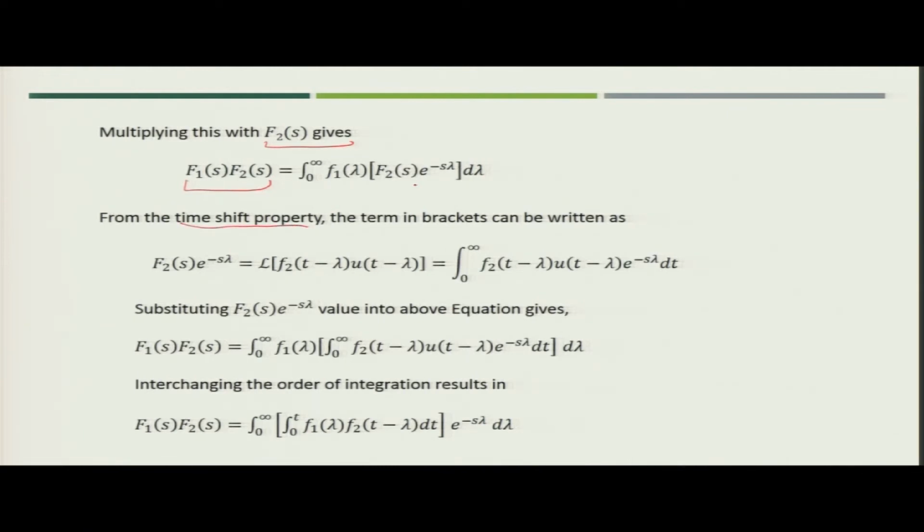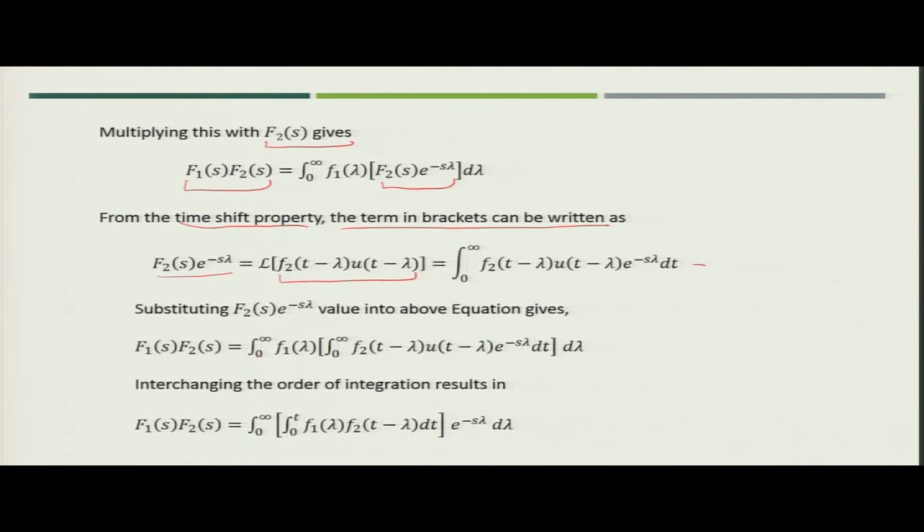Now, if you use the time shift property, this can be converted into the Laplace of the function f2(t minus lambda) u(t minus lambda), with e to the power minus s lambda being the time shift component. So, the term in bracket, which is F2(s) e to the power minus s lambda, is nothing but the Laplace of f2(t minus lambda) u(t minus lambda), or in the integration form you can write integral 0 to infinity f2(t minus lambda) u(t minus lambda) into e to the power minus s t dt.